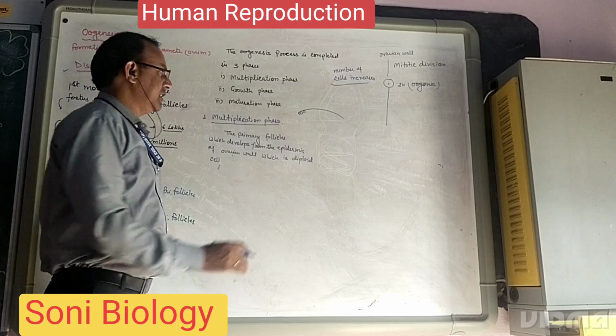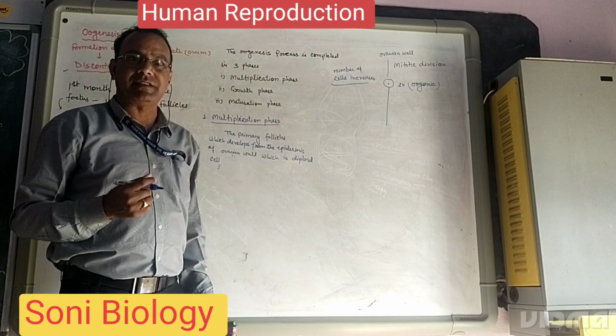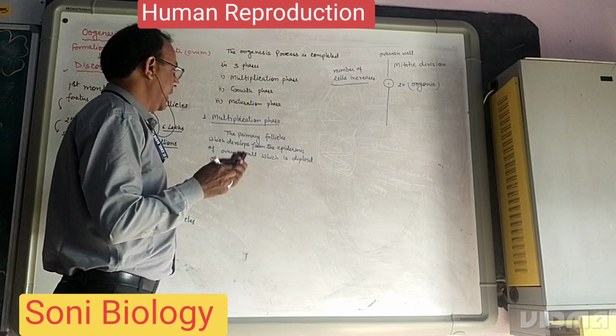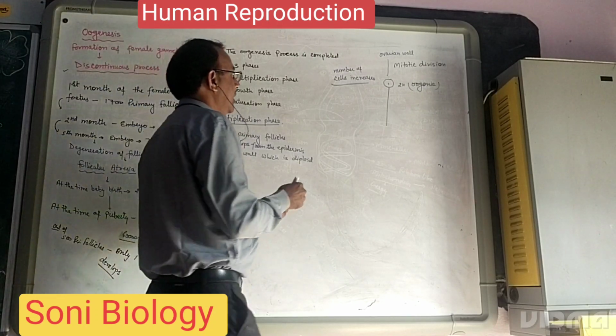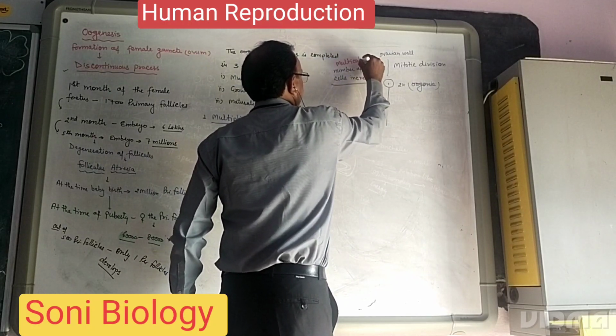After the multiplication phase, the cell starts to develop its size, and that phase is known as the growth phase. This is the multiplication phase because they increase their number.